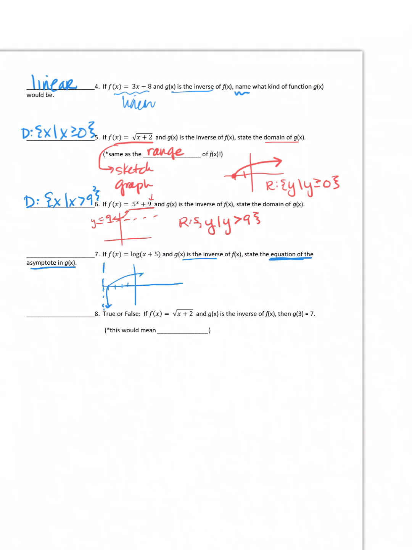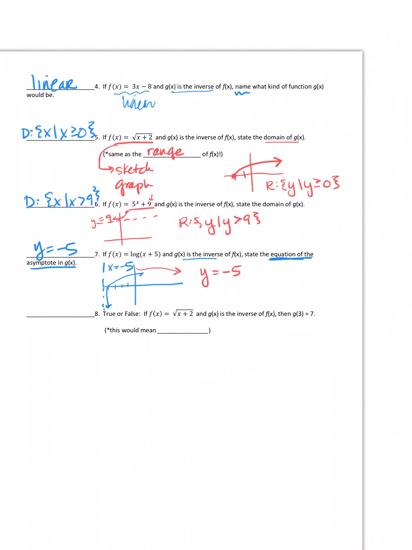So if this asymptote is at x equals -5, where's the asymptote for the inverse? Well, remember the asymptotes switch. So if this is x equals -5, if I switch it, it becomes y equals -5. So there's how you're going to switch your asymptotes, okay? The sign didn't change, it's just the orientation of it.